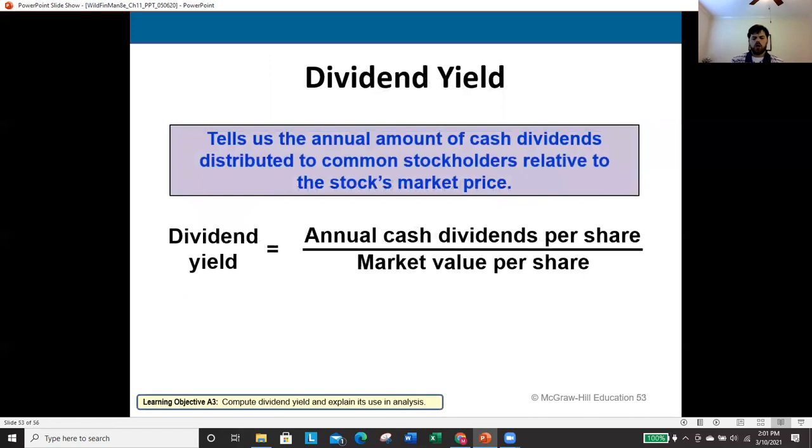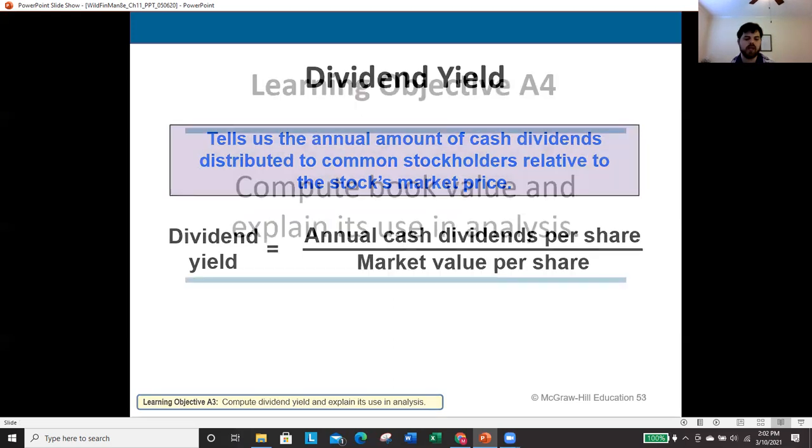Now, another ratio that we need to look at here is called dividend yield. So this is where we start to once again marry up with finance a little bit, because it's a very popular formula that you'll see whenever you take finance at the university. So this will tell me the annual amount of cash dividends distributed to my common stockholders relative to my market price. So pretty easy calculation here. Annual cash dividend per share divided by, notice, my market value per share. This will give me my dividend yield, which once again is just telling us about the annual amount of cash dividends that are actually being distributed to those common stockholders relative to the stock's market price.